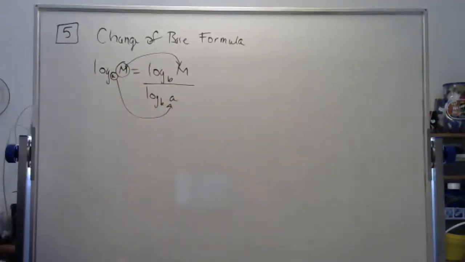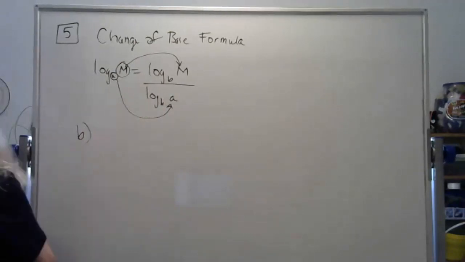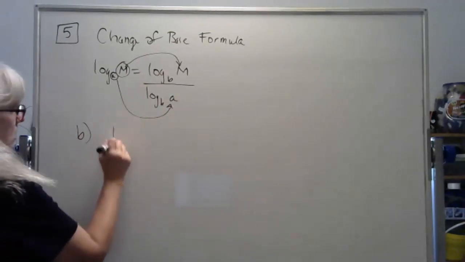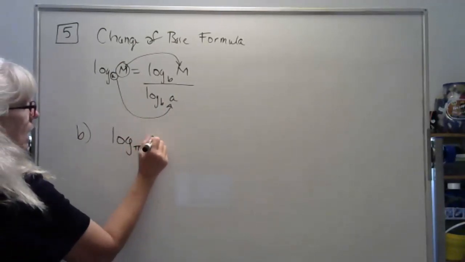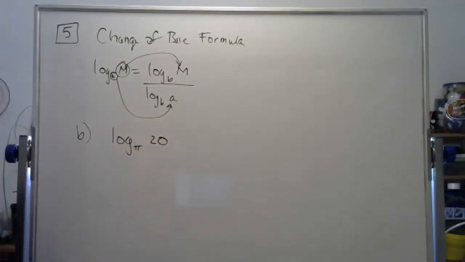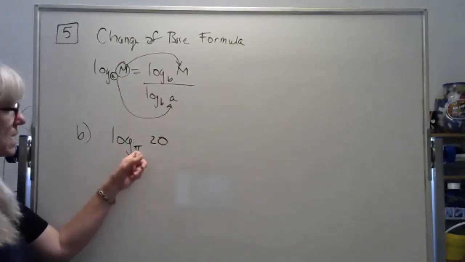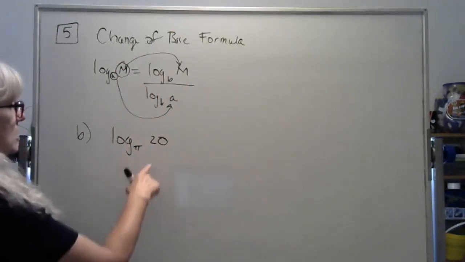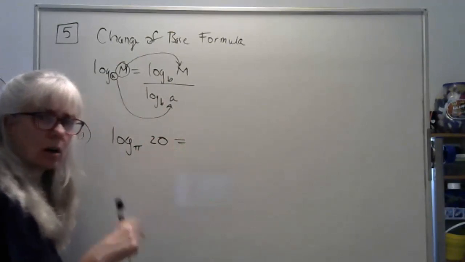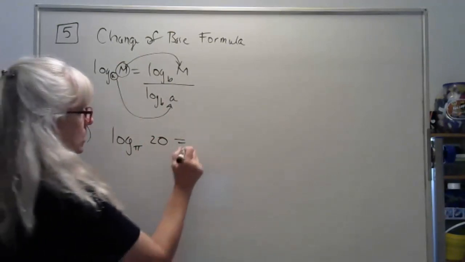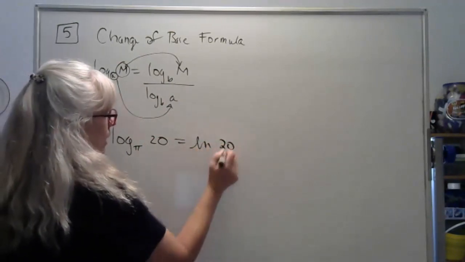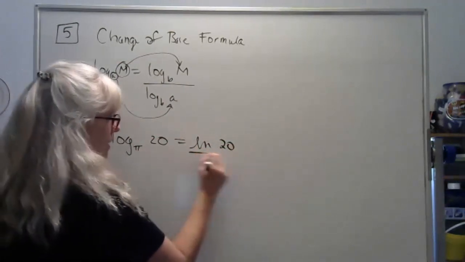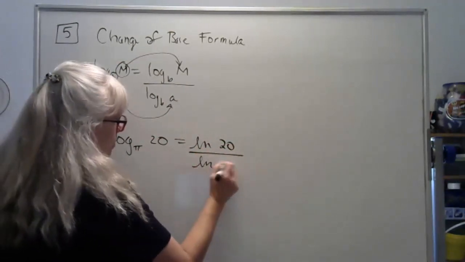So one more. Part B on problem 5, just to be difficult, says let's take the log base pi of 20. So this is still doable. Remember, the base just has to be not 1 and greater than 0, and it is. So I'm going to use natural log this time to show you that you can use either one of them. So we'll take the natural log of 20, and again, we're going to base e all over the natural log of pi.